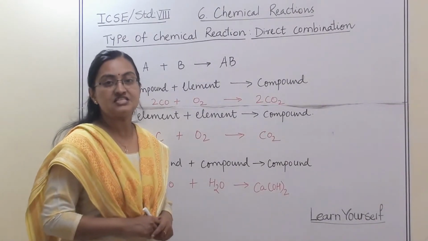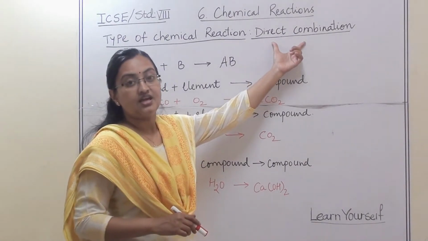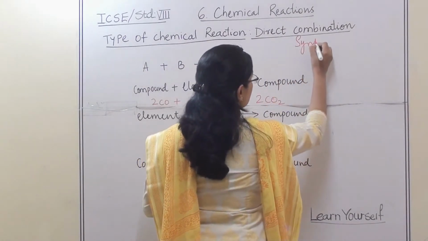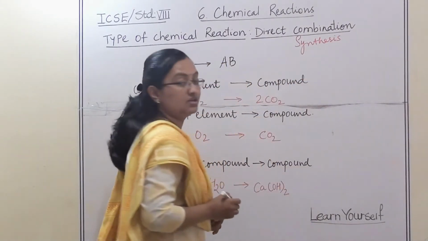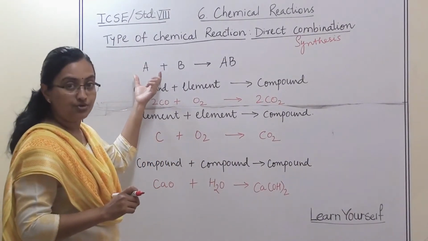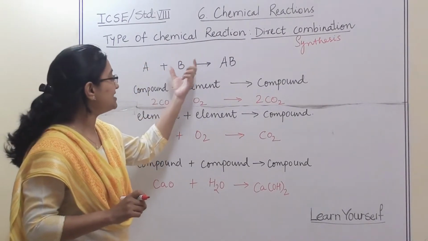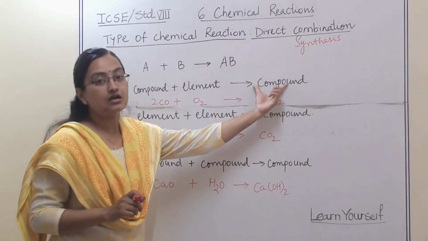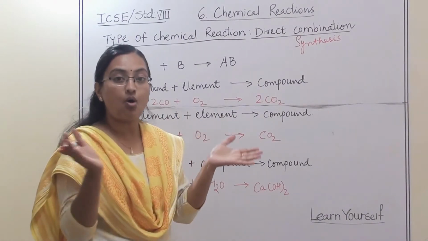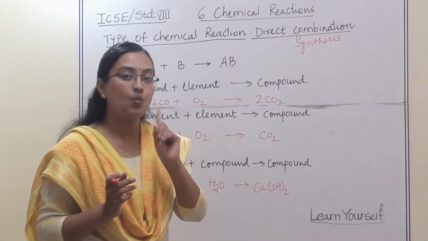Let us learn the first type of chemical reaction, that is direct combination reaction. This is also known as synthesis reaction. So as the name suggests, when one compound or element is reacting with another compound or element and they are getting one compound, it is known as combination. All the reactants will react together and they will form only and only one compound.